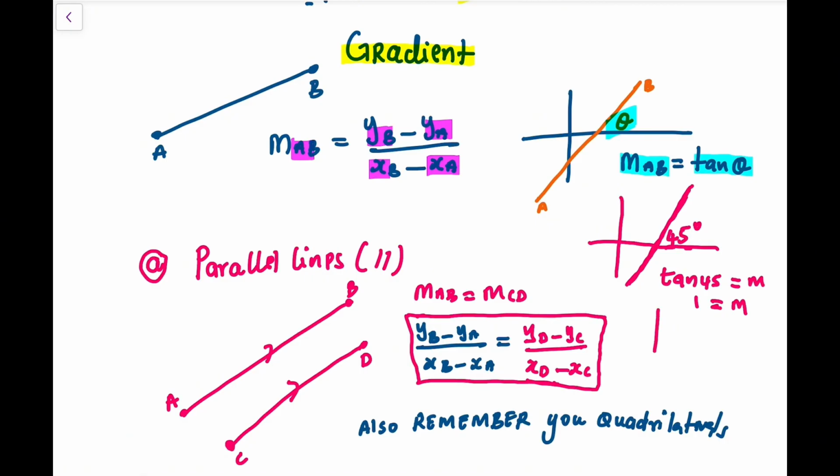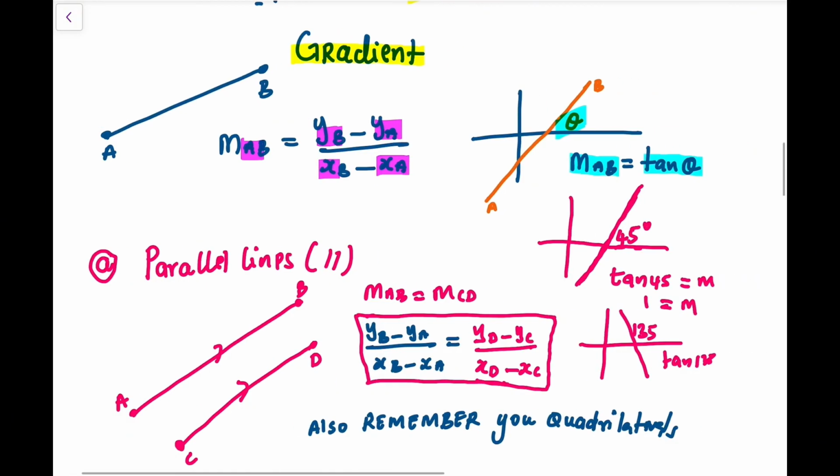Or sometimes they will give you, maybe you are given 135. Now, if you are looking for the gradient of this line, you just say tan 135 is equal to gradient. So now, what is tan 135? So tan 135 is equal to -1. So given the angle, you can always calculate the gradient. Also, when you have a gradient, that means you can always calculate the angle of inclination. So if you do have a gradient, you can calculate the angle. Also, if you have the angle, you can calculate the gradient.